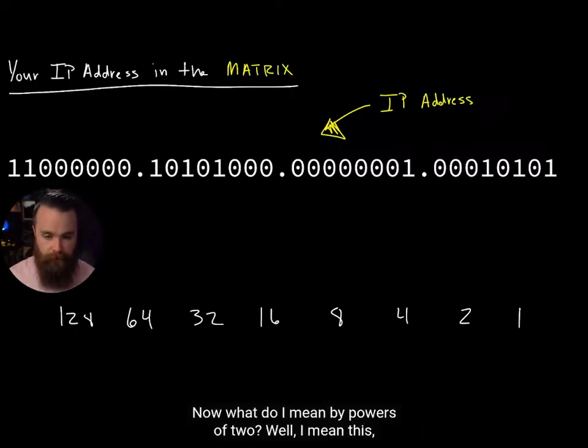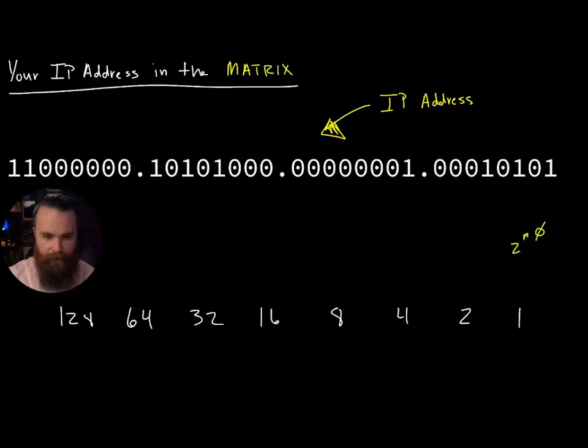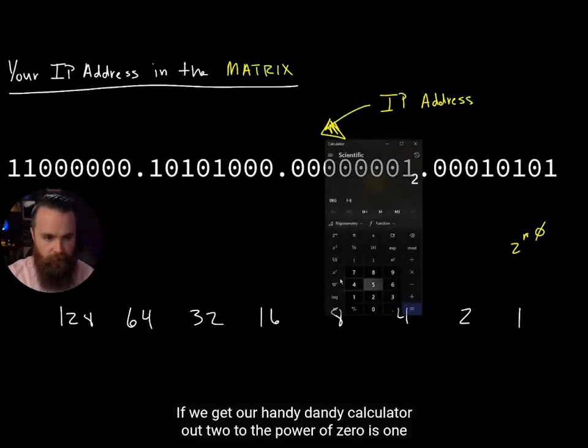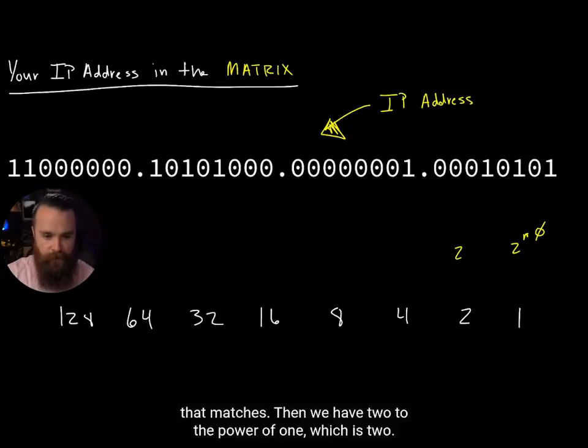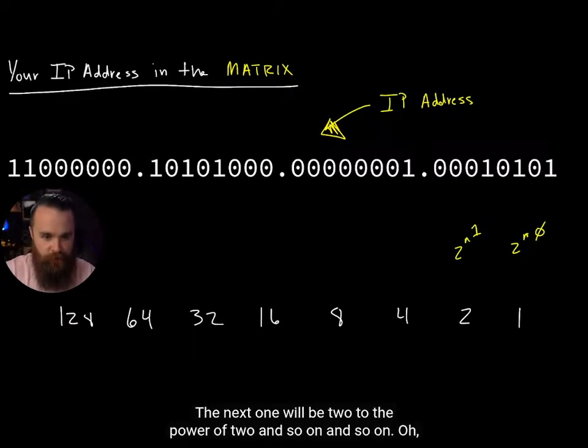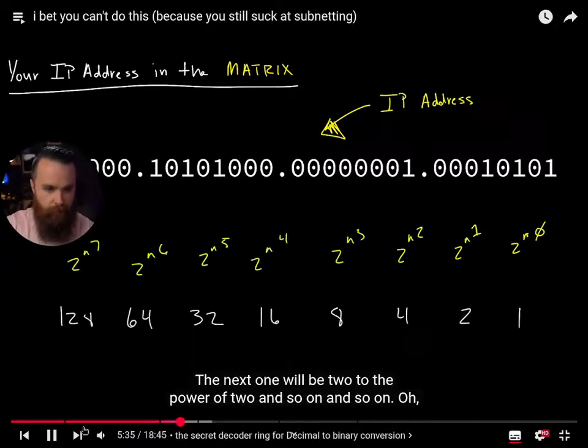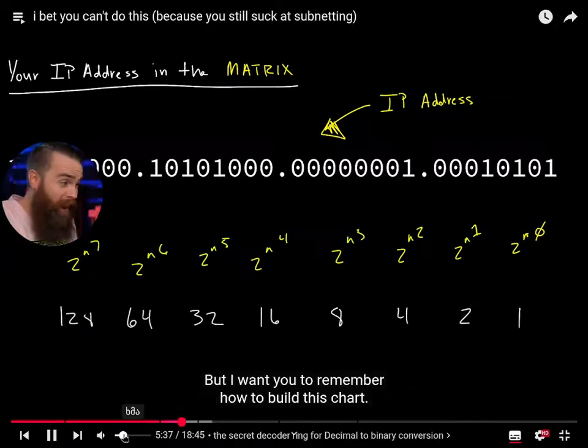Now, what do I mean by powers of 2? Well, I mean this. The first number is 2 to the power of 0. If we get our handy dandy calculator out, 2 to the power of 0 is 1. That matches. Then we have 2 to the power of 1, which is 2. Now you kind of see where I'm going with this. The next one will be 2 to the power of 2, and so on and so on. Now this will make sense here in a moment. How to build this chart.